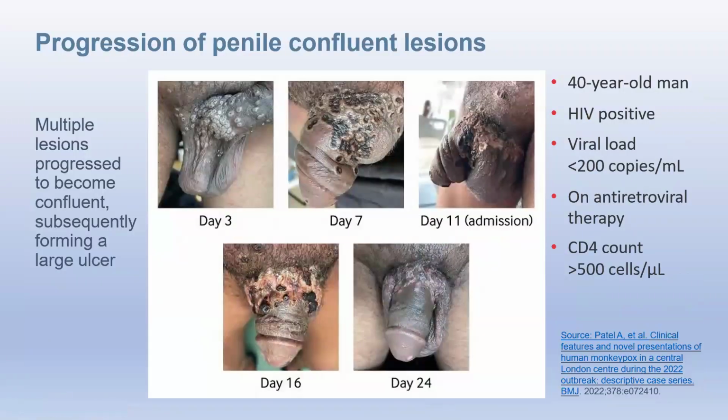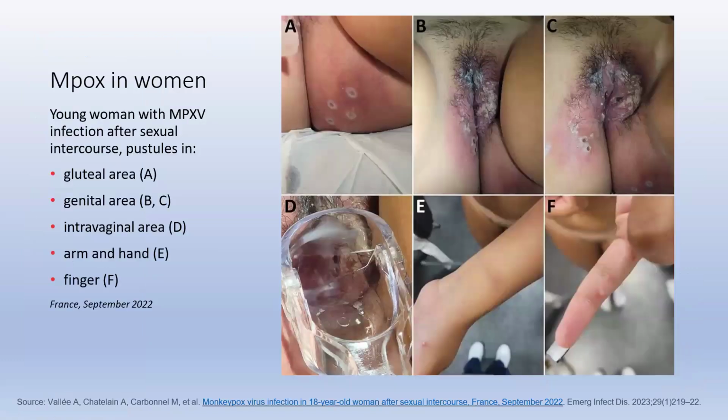Also in the genital lesion, especially among men who have sex with men, and these lesions can also coalesce and become confluent, subsequently forming larger ulcers. And this was actually in an HIV positive patient, who was virally suppressed with CD4 cell count of more than 500.